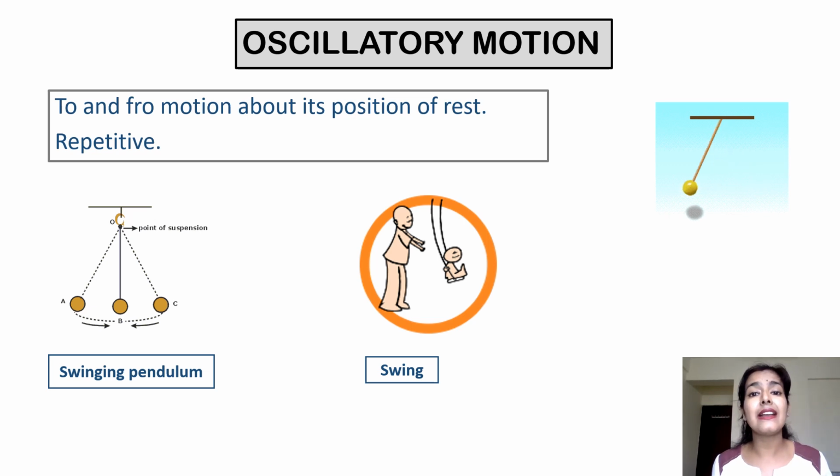Similarly, you can take an example of a swing. This moves to and fro, and this motion is a repetitive motion.